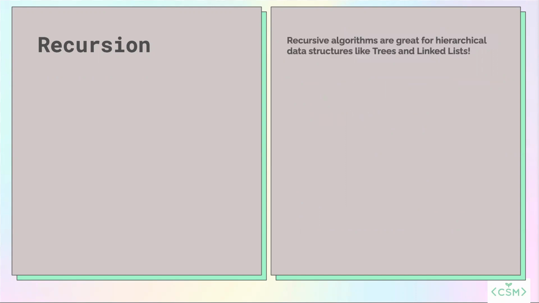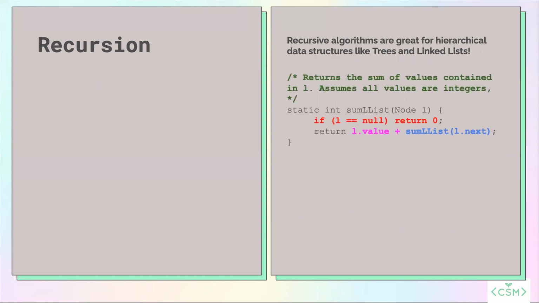Recursive algorithms are great for hierarchical data structures like trees and linked lists. What hierarchical sort of means is that you can imagine in a tree node, you have branches, and branches reference other tree nodes. And in a linked list, every linked list node has a dot next or dot tail, which references another linked list node.